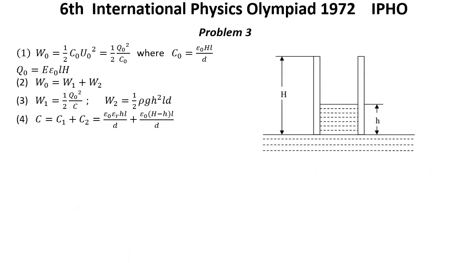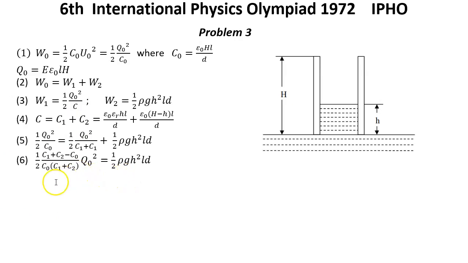Now we're ready to use the expression for energy conservation, because initial energy must be equal to final energy. So initial energy is W0 and the final energy is W1 plus W2. So we have expression number 5, which we got from the first 4 equations. Here on the left side we have the change of electric energy for the capacitor, and on the right side the change of potential energy for the dielectric.